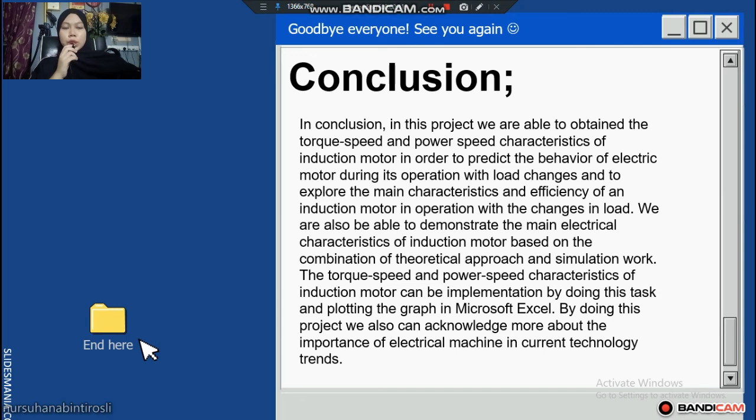By doing this project, we also acknowledge more about the importance of electrical machines in current technology trends.